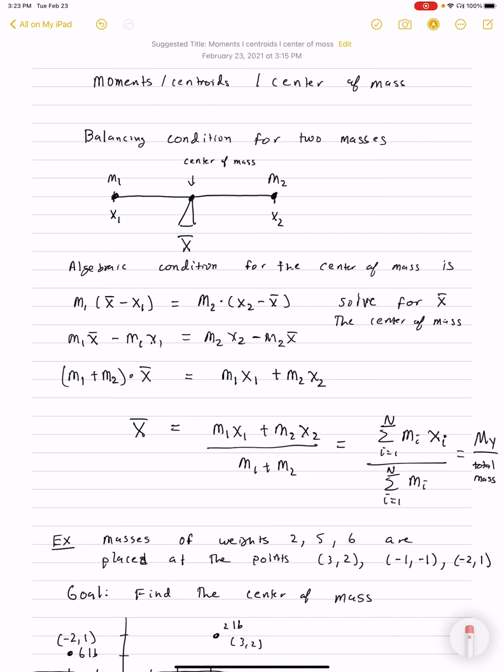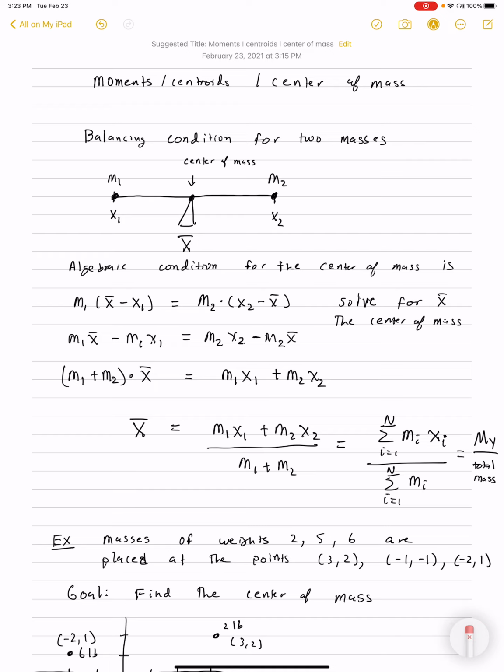So I want you to imagine that we have a balancing condition for two masses. The center of mass here in this diagram, with mass 1 at a distance x1 from x bar and mass 2 at a distance x2 from x bar, has to satisfy the balancing condition, which is that mass 1 times x bar minus x1 is the same as mass 2 times x2 minus x bar. And here x bar represents the center of mass.